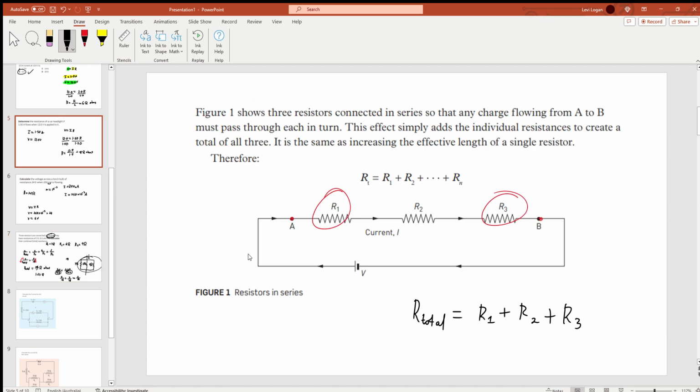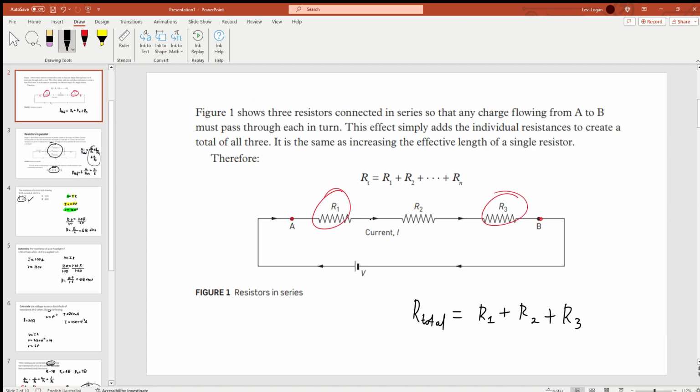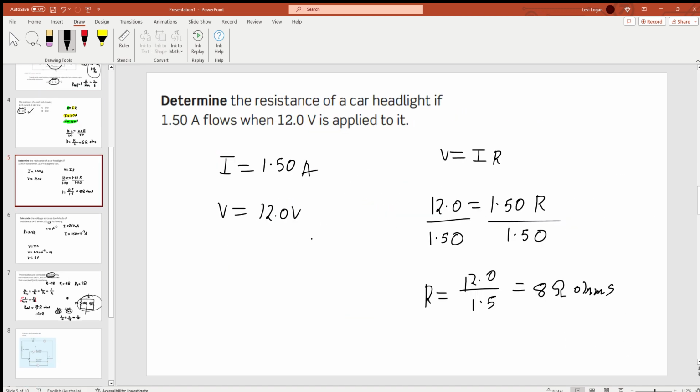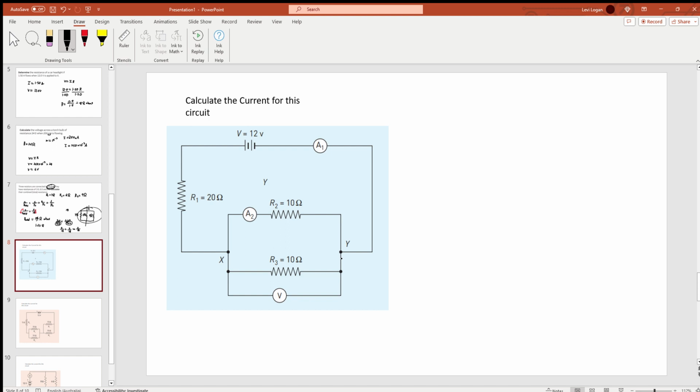Righto, so let's combine these ideas. Let's combine this idea about series and parallel, as well as Ohm's law, into an actual circuit problem. Here we've got a circuit. Calculate the current for this circuit. We've got a couple of things going on here. Voltage is 12 volts, and we've also got two bits of resistance connected in parallel here.